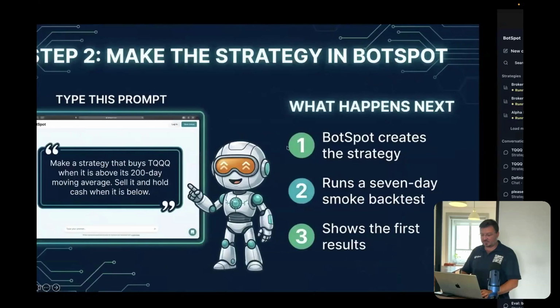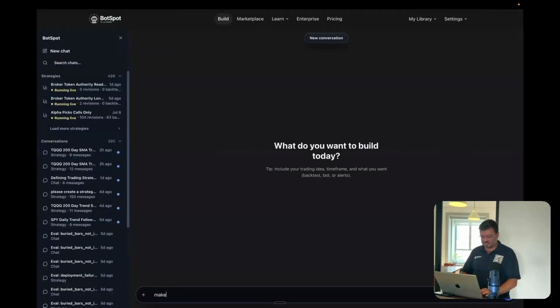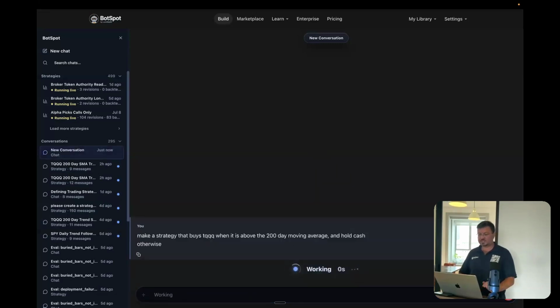Okay, but basically here I'm going to type in: make a strategy that buys TQQQ when it's above the 200-day moving average and sell it and hold cash when it's below. All right, so super simple. So make a strategy that buys TQQQ when it is above the 200-day moving average and hold cash otherwise. Right, so super simple, type that in, and now you just wait for it to work.